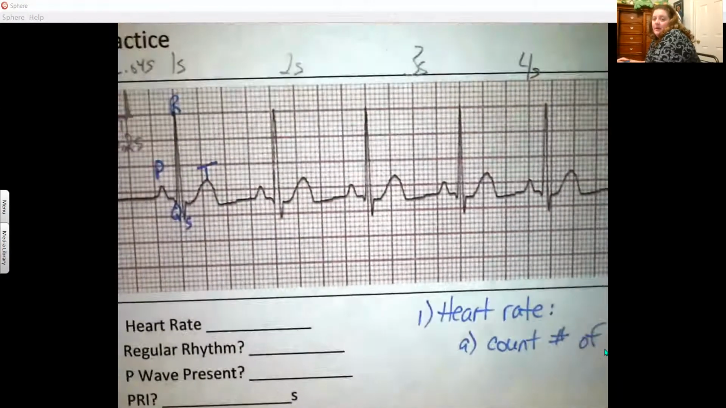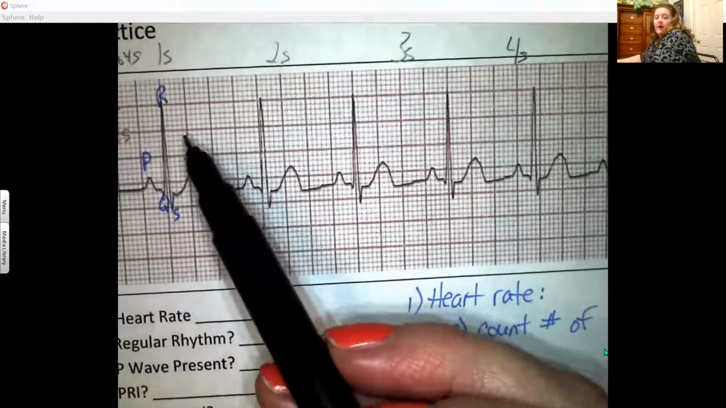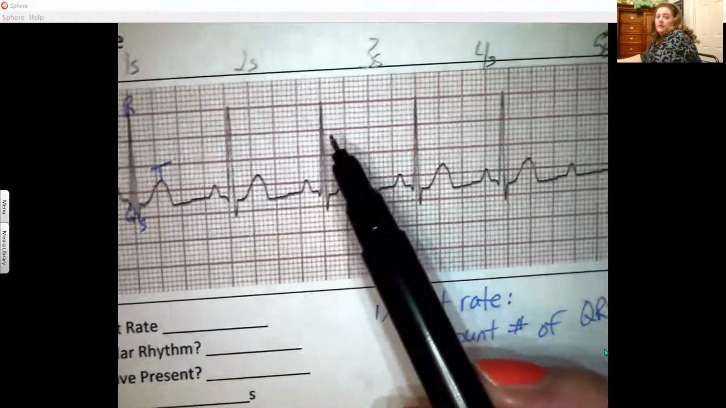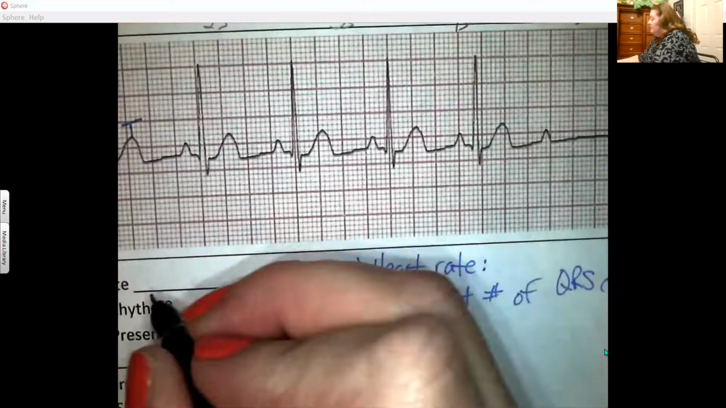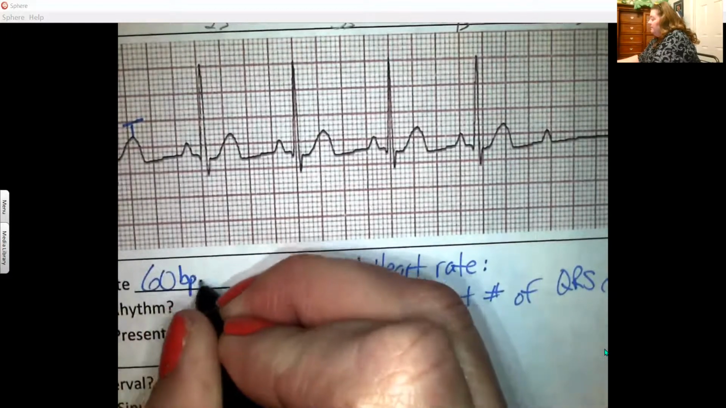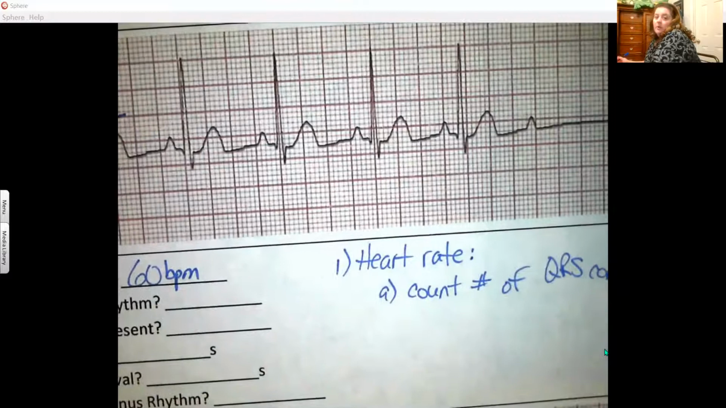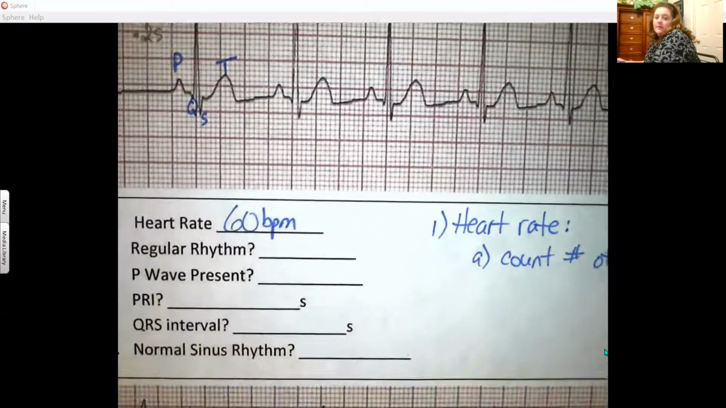And if we go up, let me take a look. We have 1, 2, 3, 4, 5, and there's one way over here. So 6 times 10 gives us 60 beats per minute, which is considered normal. This is a normal heart rate, in the normal range for the heart rate.